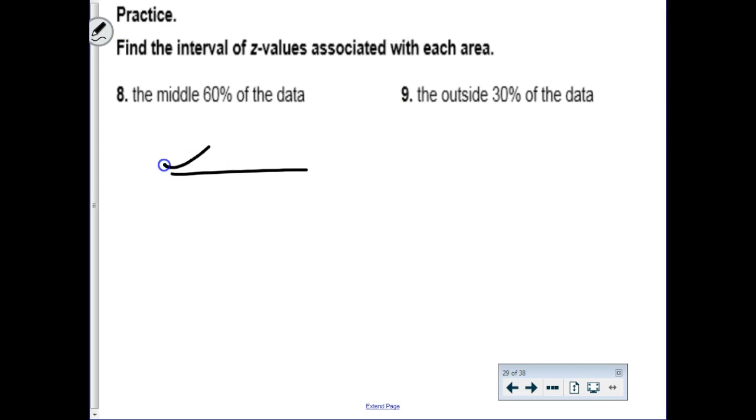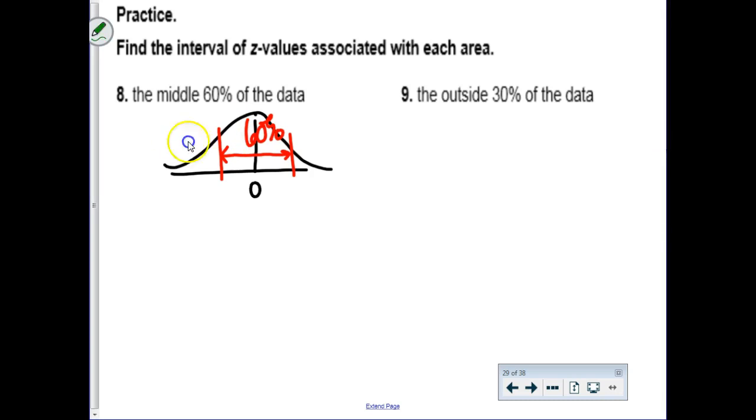So I like to kind of draw this out. The mean is in the middle. Oh, gosh. That's supposed to be the middle. 0, and we have 60% somewhere here to here. I don't really know where the scores are, but I know they're supposed to be symmetrical. And they want the z-scores associated with it.